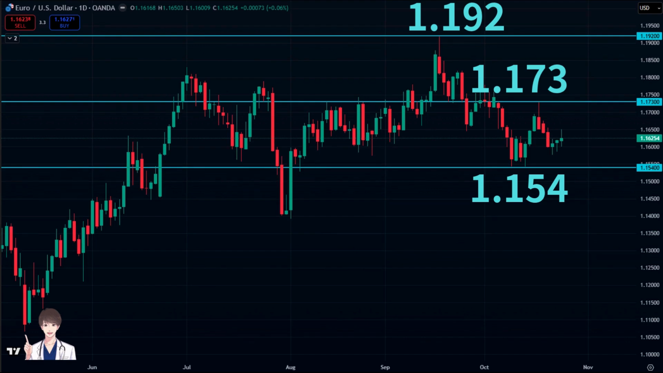Let's keep the key price zones in mind, and as always, approach the market calmly, with a long-term perspective throughout the week.